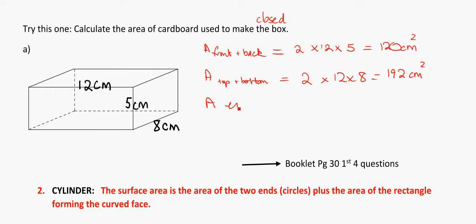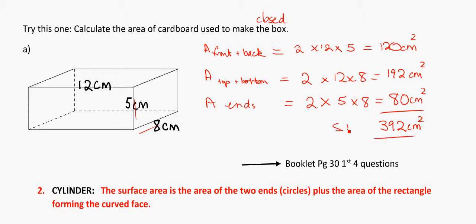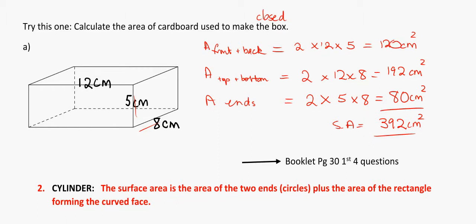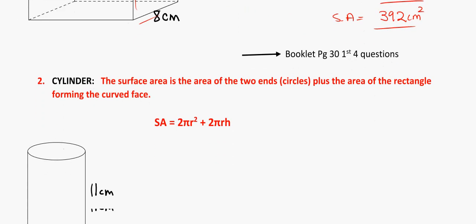And the area of the ends, 2 by 5 by 8. So we've got all our ends and tops and things. Comes to 80 centimetres squared. We add them up and get 392 centimetres squared for our surface area, or area of cardboard used to make the box. Okay, go into the booklet and do the first 4 questions on page 30 before you go on to the cylinder.